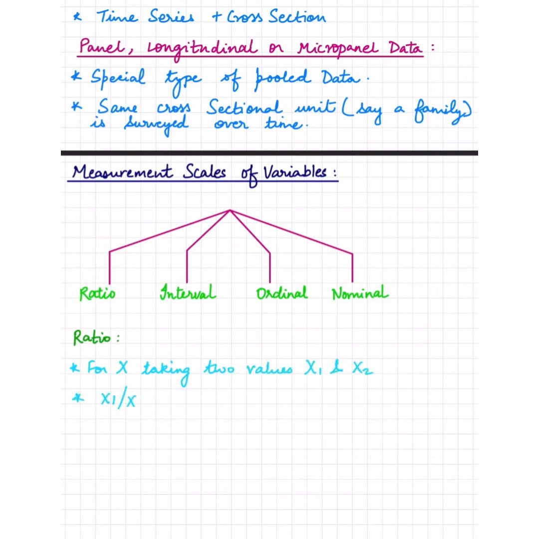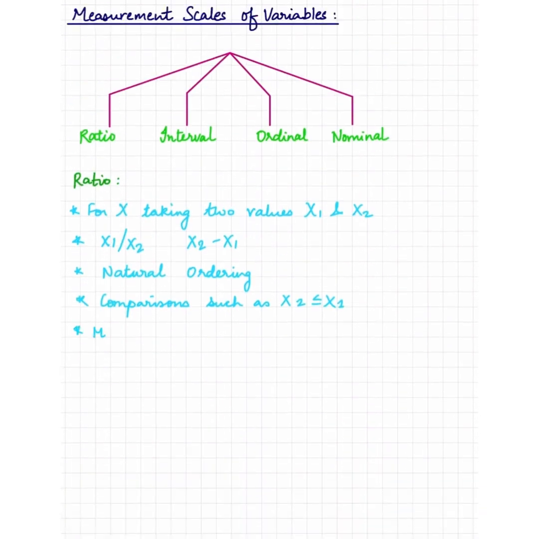First, ratio scale. For a variable X taking two values X1 and X2, the ratio X1 by X2 or the difference X2 minus X1 is meaningful. There is a natural ordering, ascending or descending. Now comparisons like X2 less than or equal to X1 are valid. Most economic variables are measured on a ratio scale, for example GDP.